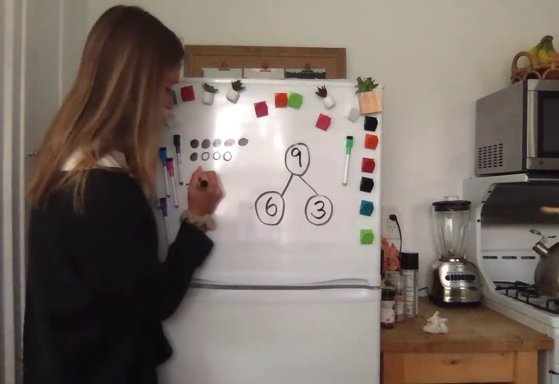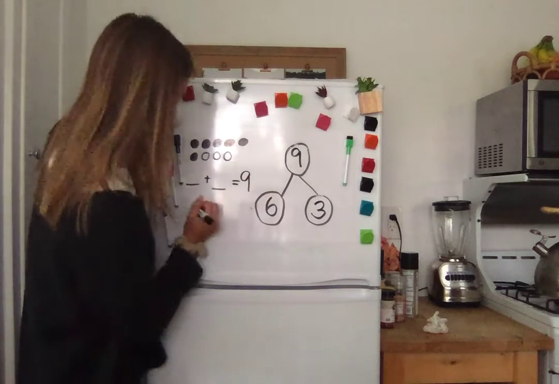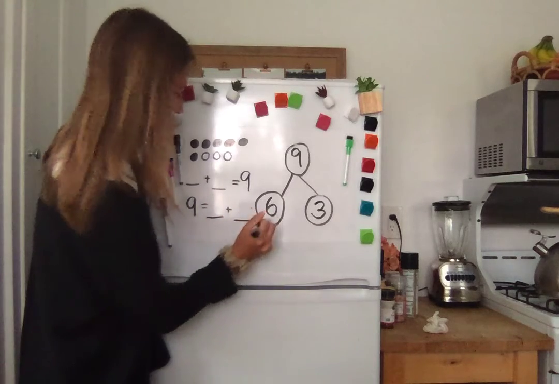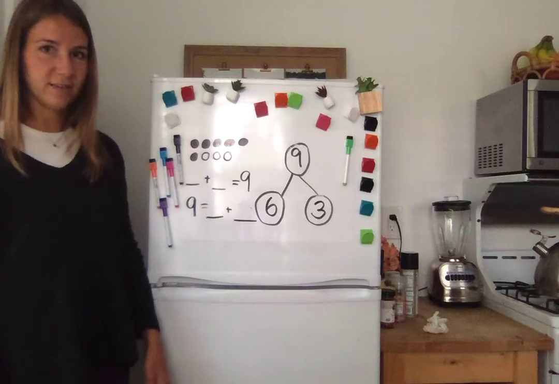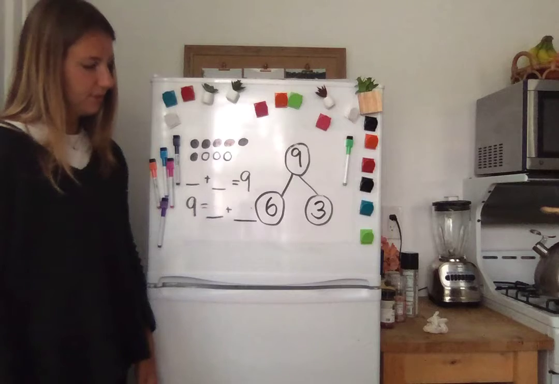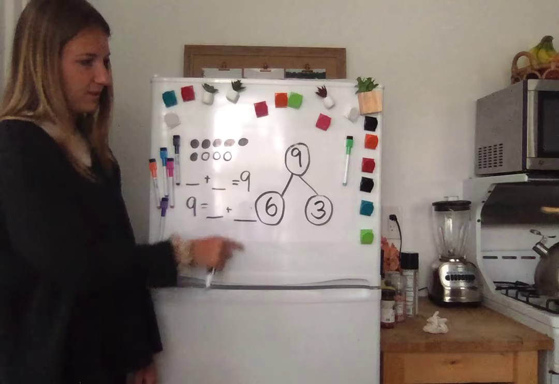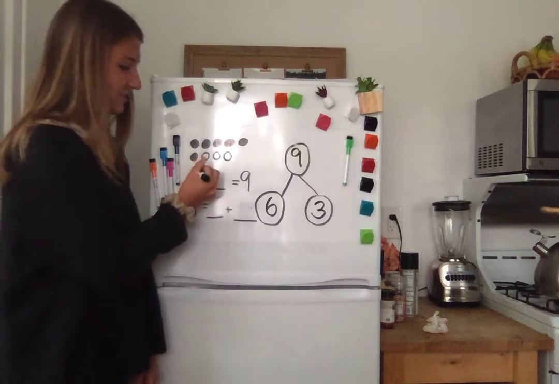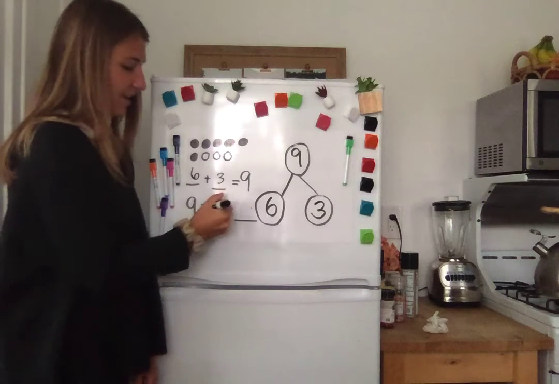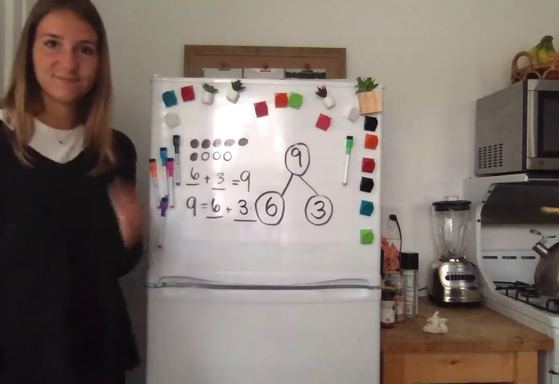Now this time I want you to try to write 2 number sentences that look like this. These are 2 ways to write our addition sentences. Can you try to fill those in on your own? Sorry, my markers are in the way a little. So blank plus blank equals 9, and 9 equals blank plus blank. So you should have done 6 and 3, or you could have done 3 and 6, that's fine. And 9 equals 6 beads plus 3 beads.